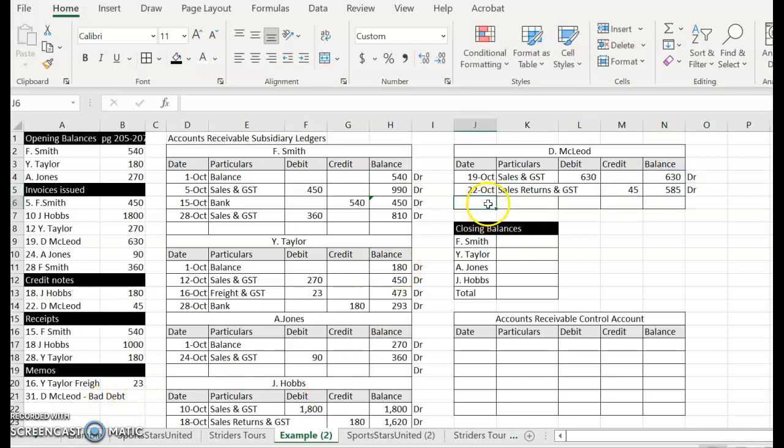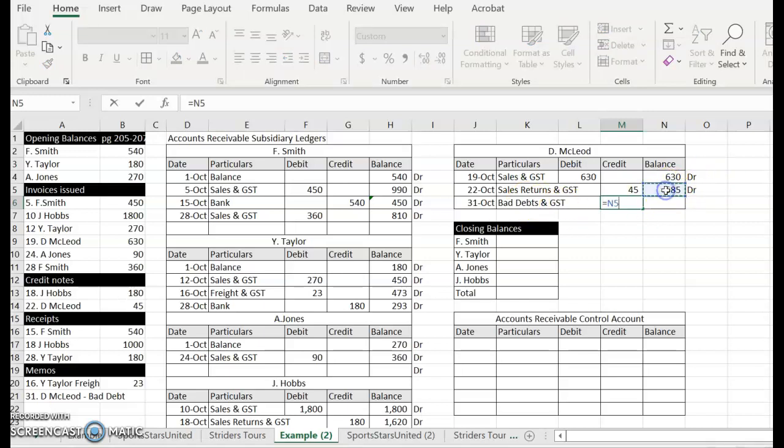And the problem here, we've got D. McLeod's a bad debt, so that's on the 31st. I will type bad debt and GST. That means we can claim that GST back. We're going to reduce the whole amount that they owe. We've written off the whole amount in that case. And so that closing balance will be 0.